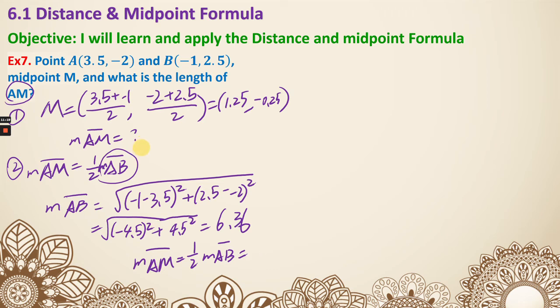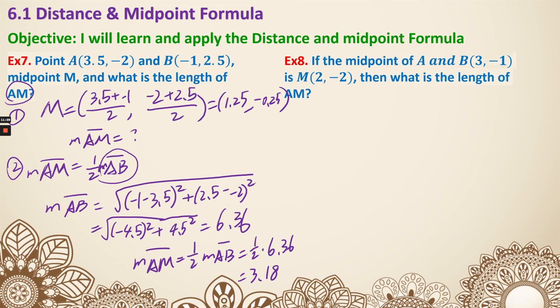Let me write it out. 1/2 times 6.36, which is 3.18. That is example 7. Last one, example 8. Is asking for the length of AM again, but A is not given. However, if you think about it, since M is the midpoint, basically AM is the same as BM. So I can just choose to find BM.